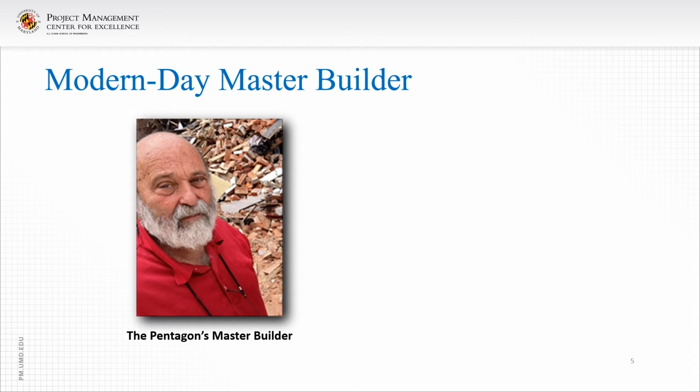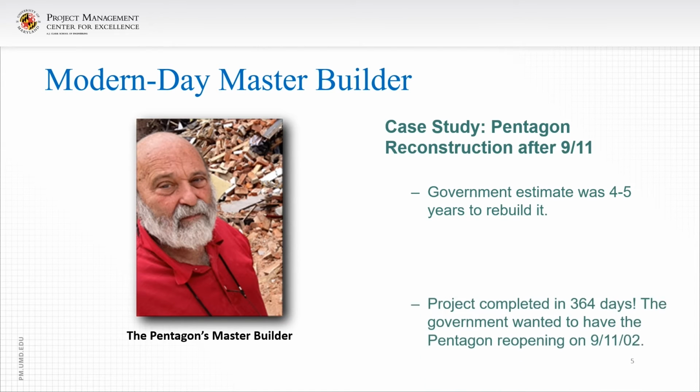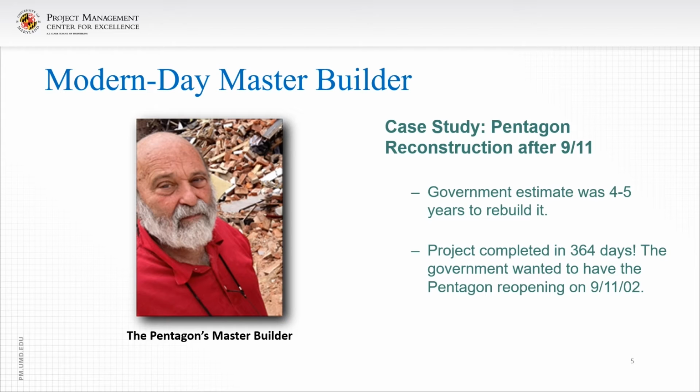Today's Master Builder case study example is the Pentagon's Master Builder after 9/11. After 9/11, the government hired Alan Kilsheimer, a prominent structural engineer. He's the best in the business when it comes to analyzing and fixing damaged structures. So the estimate was 4 years, perhaps 5 years from the government, but they wanted the project completed in 1 year. And they did get it done in 364 days and had the grand reopening on 9/11/2002. Was he the master builder? Well, I'll walk you through the process and you decide.